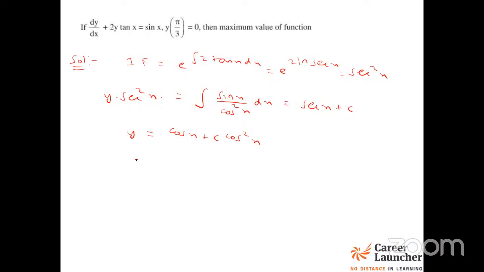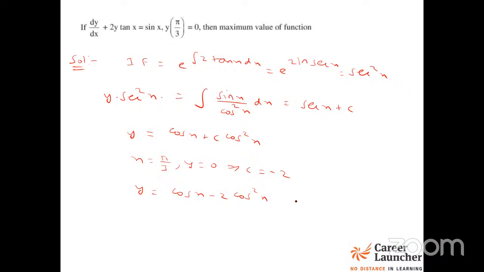Now it is given that at x equal to pi by 3, y is equal to 0. So substituting these values, we get c is equal to minus 2. So we get the function as y is equal to cos x minus 2 cos square x. So we got this function. Now we need to find the maximum value of the function y. So what will be the maximum value for this?